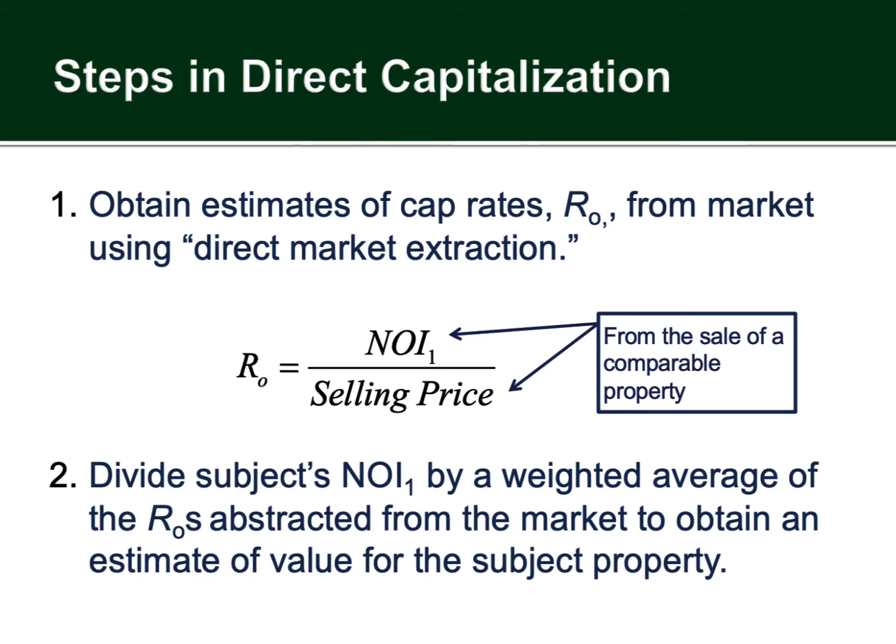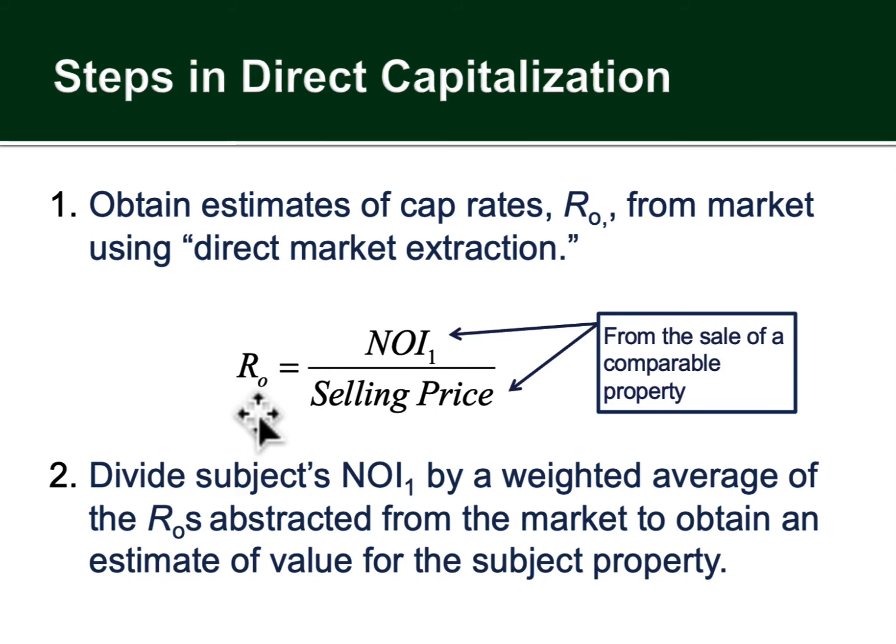So we get data on comparable properties which have sold, and then we divide those properties' NOI, specifically the NOI expected by the buyer during the first year of ownership. So that's what that one subscript is doing there. And then we divide that by the sale price actually paid by the buyer. If a buyer buys a property for $1 million and the property is expected to generate $100K in NOI in the first year, then this cap rate, R sub 0, is 10%.